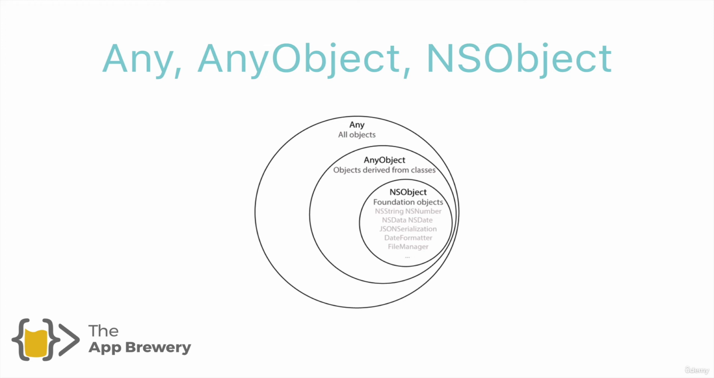And then even more specialized are these NS objects, which are the objects that are created from the foundation classes. So remember how we often import Foundation? Well, inside that Foundation module, we get access to NSNumber, NSDate, FileManager, and a whole bunch of other objects that Apple has created.